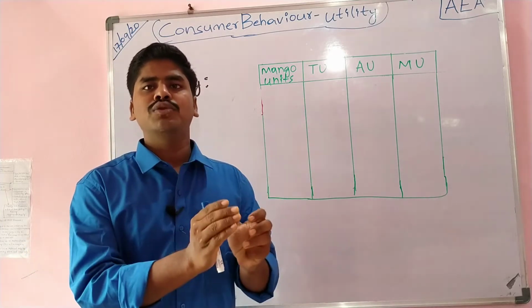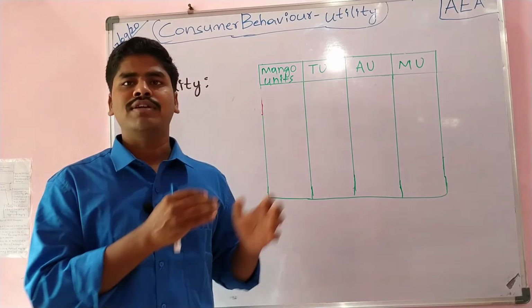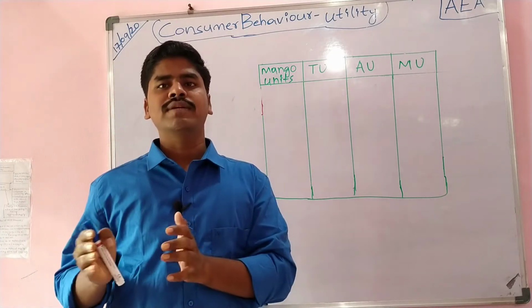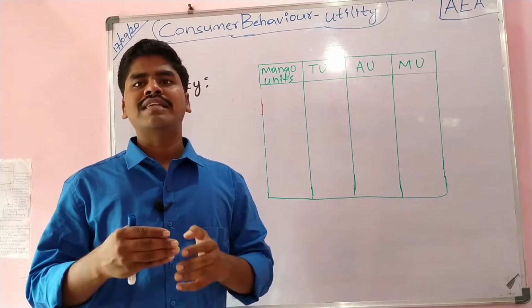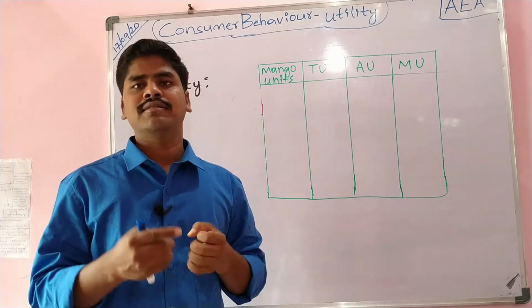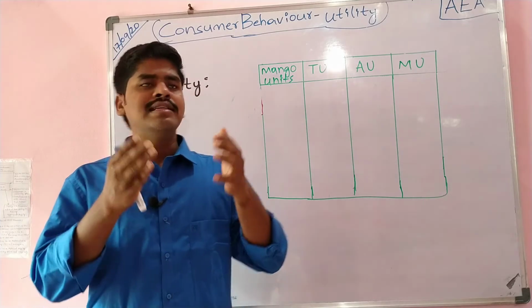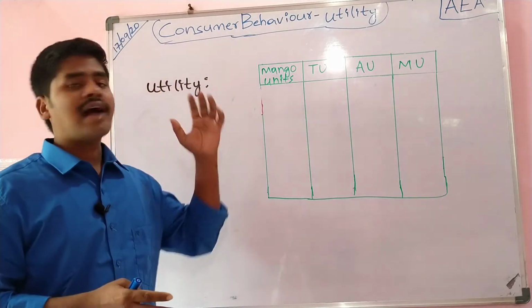The Cardinal Utility was developed by Alfred Marshall, and the Ordinal Utility by J.R. Hicks and Allen. Okay, in the Ordinal Utility we cannot measure in numbers, we can only give ranks. That's what Ordinal Utility is. So first we will discuss Cardinal Utility.